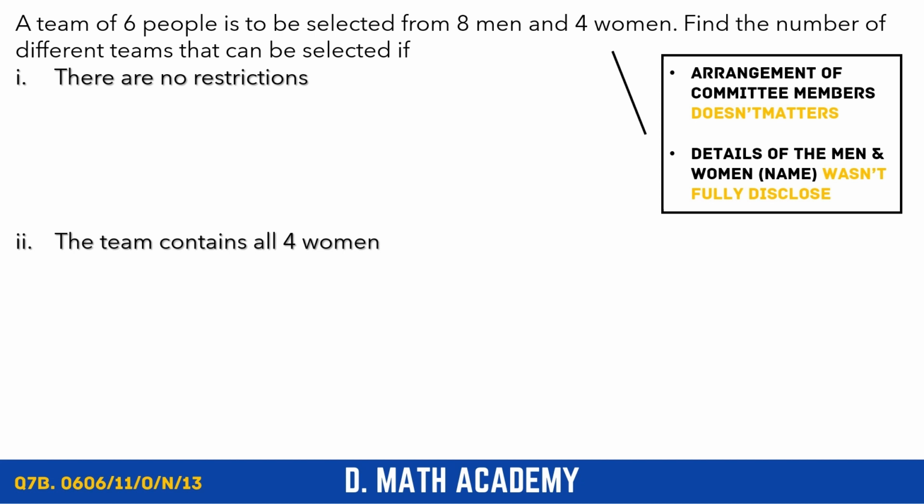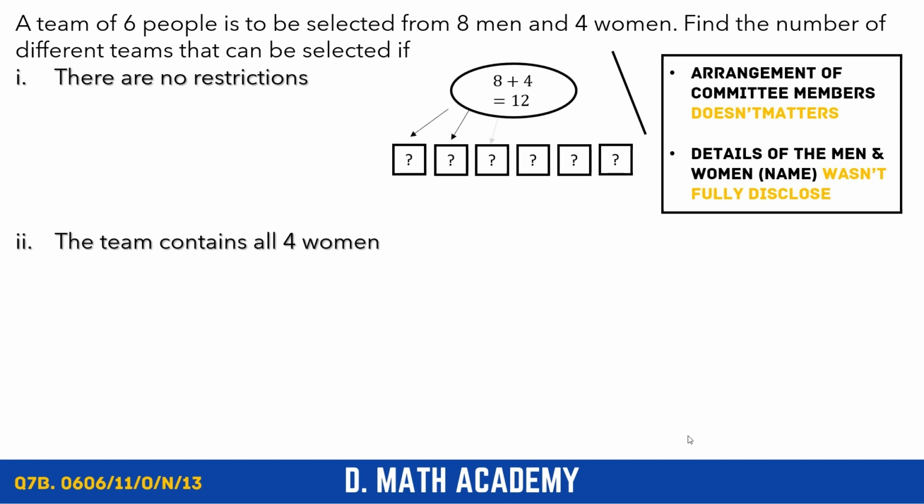So this one will be nCr. Since there's no restriction, we have 12 of them, and I randomly pick 6 of them. So it will be 12C6, and your result will be 924.